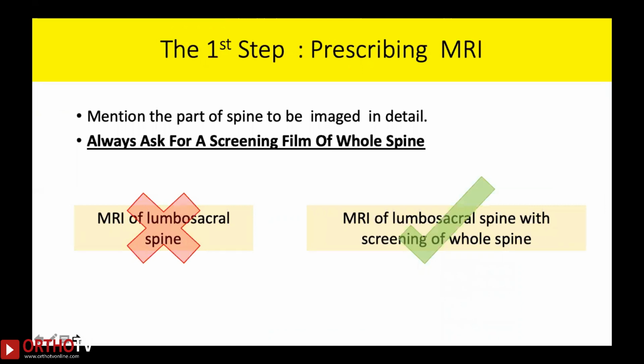The next investigation that we need to assess is our MRI. MRI has become an important armamentarium in our hands for evaluating lumbar pathologies. The first step is getting a proper prescription for an MRI. We have to order the MRI of the part that we need to be imaged in detail, but in addition, we have to get the whole spine screening. So always ask for a screening MRI of the whole spine.